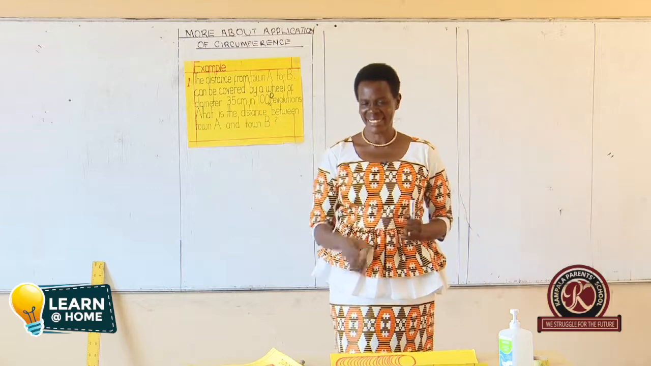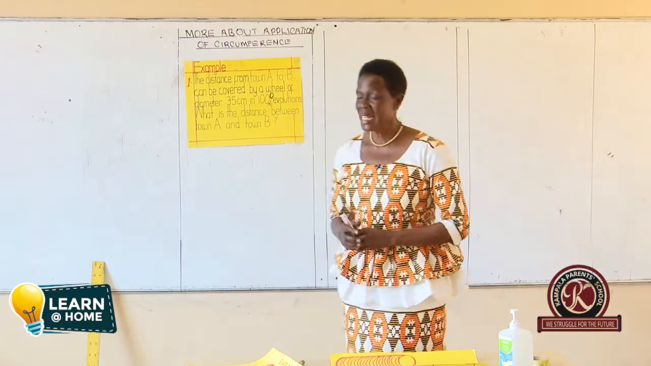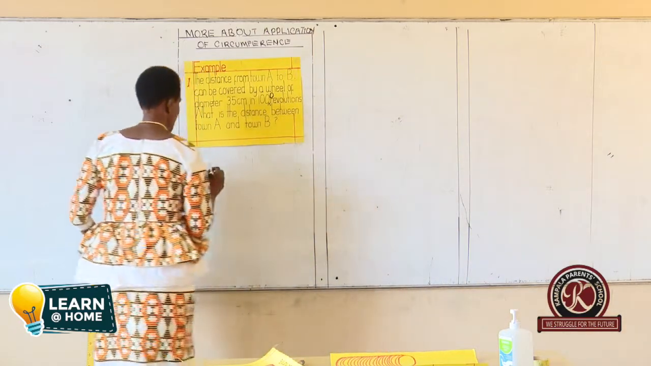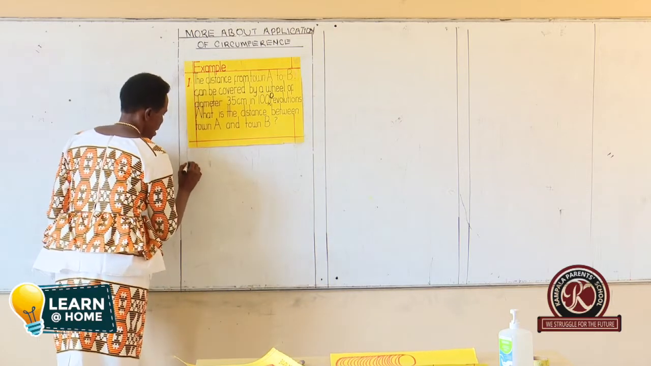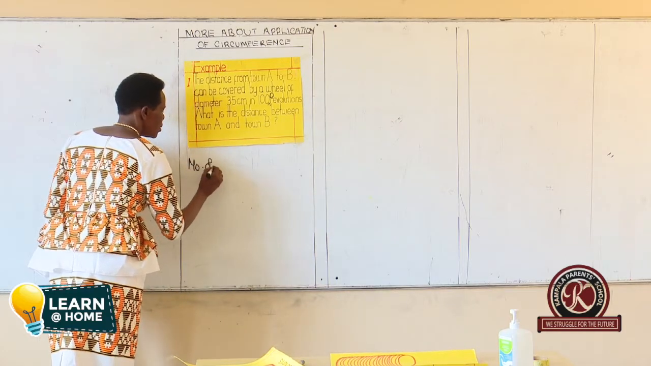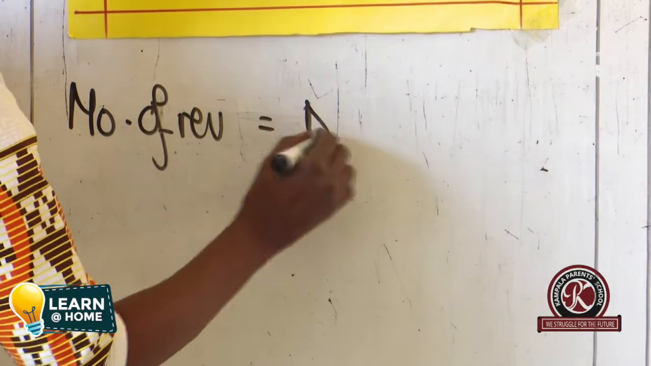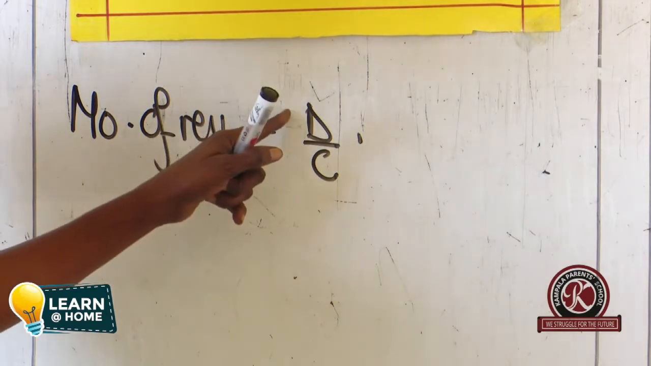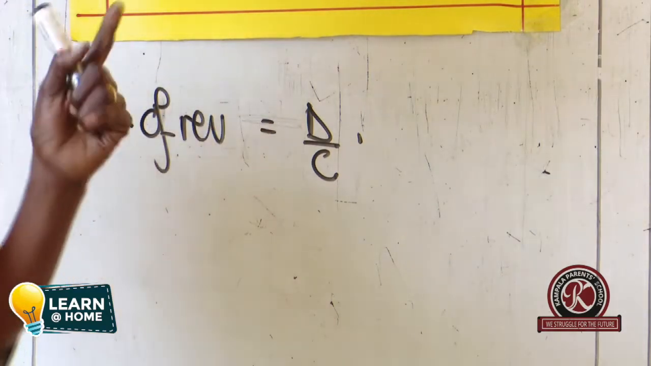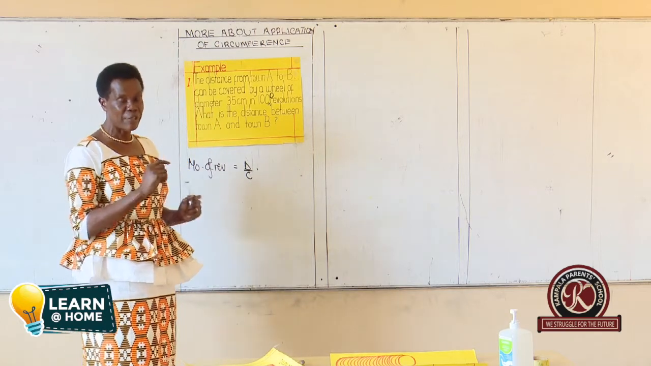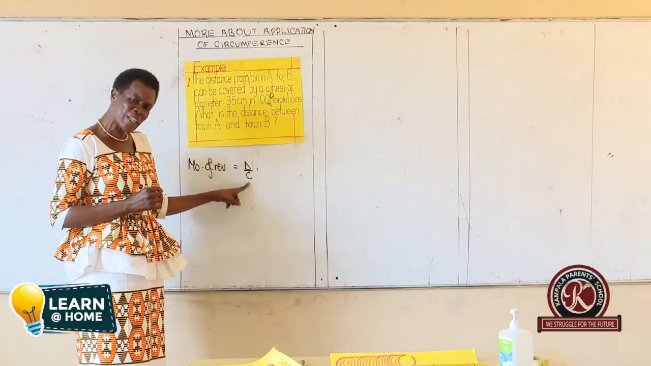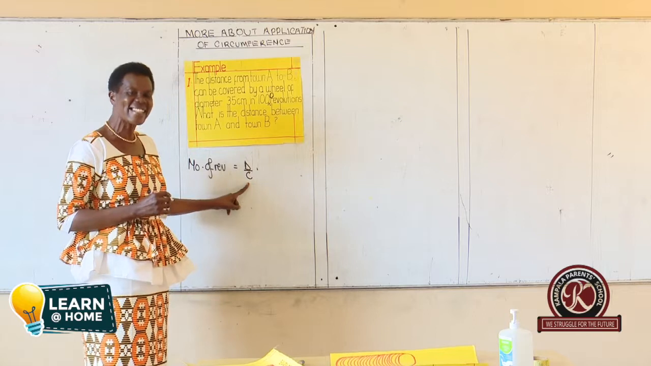Yes, Daniel? Good. Daniel is saying, can we bring the formula for getting the number of revolutions? Yes, I'm going to bring that. Number of revolutions equals distance divided by circumference. Now, since they are asking you for the distance, let us make the distance the subject of the formula. So what do we do? How are we going to eliminate the circumference from here so that we remain with the distance on one side?